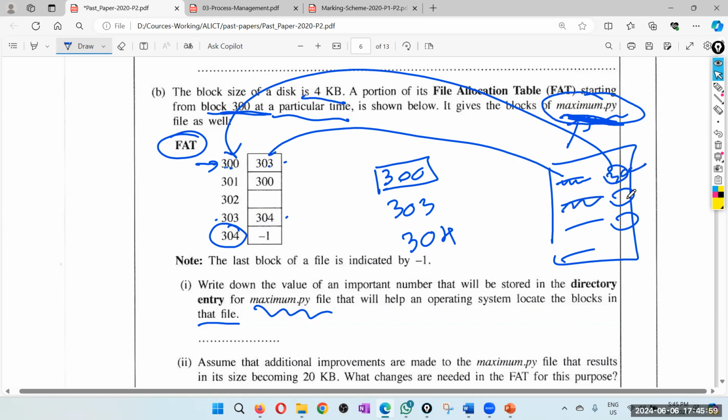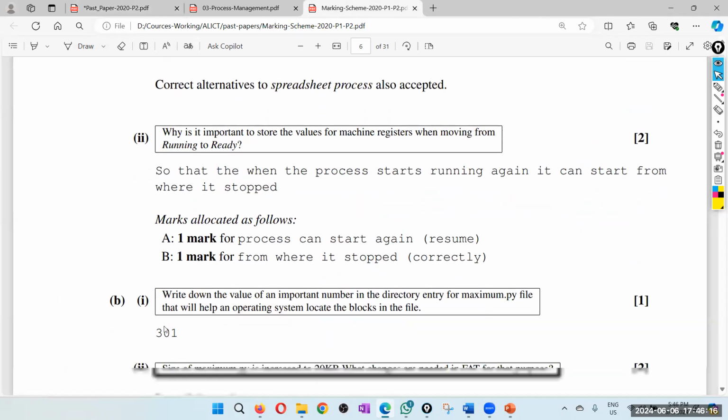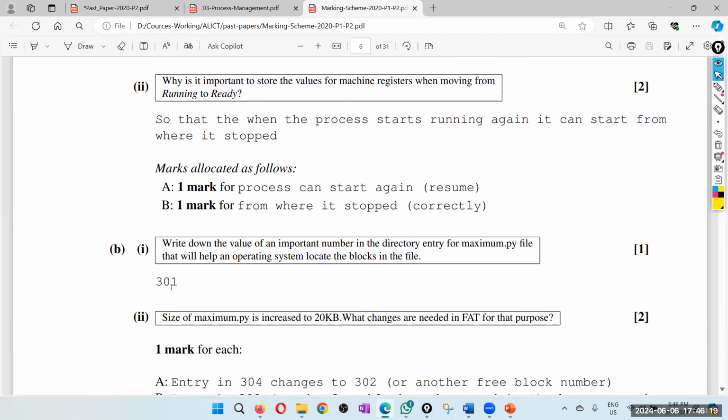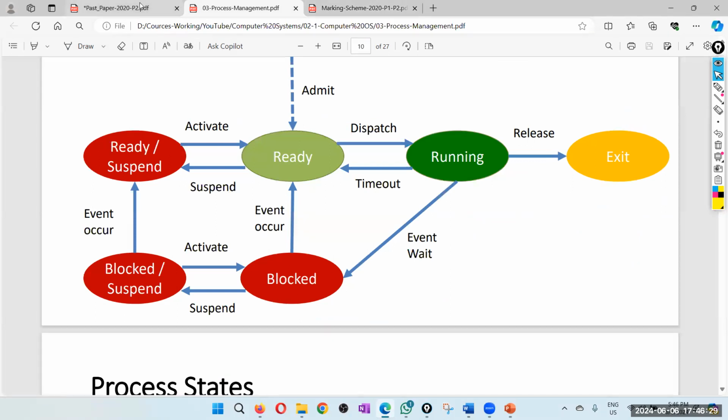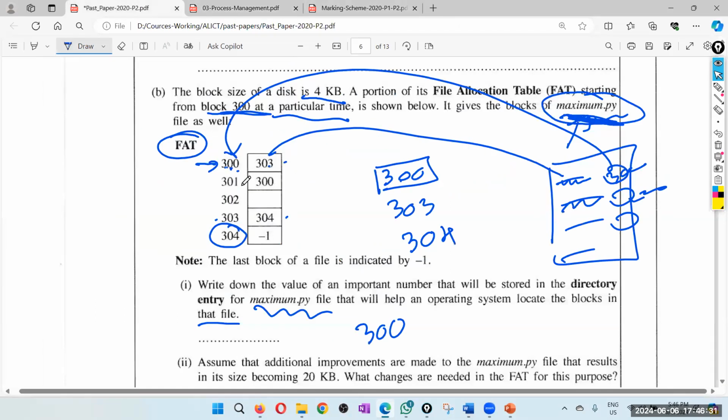For another file, maybe the starting point is 303. Oh, sorry, 303 is used by this one. Maybe 301 is used for another file. So the answer is 300 because that is the starting point. Let's see the answer. Oh, it says 301. Why is that? Write down the value of an important number in the directory entry for the maximum.py file. Is it 301? Yes, sorry for that.